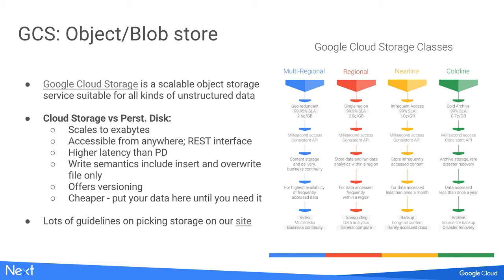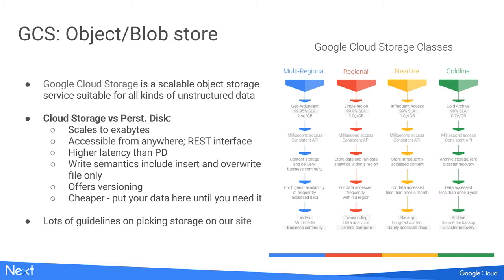Coldline is the sort of lowest SLA, and the assumption is that you're accessing data on a rare occasion when you need it, so this is like for archival storage. And then we have multi-regional offerings that have very high SLAs, and they're geo-redundant, so you can access your data from a number of Google Cloud regions around the world.